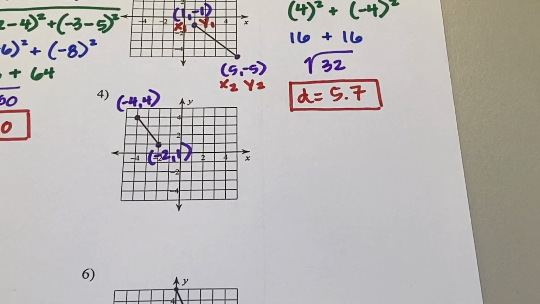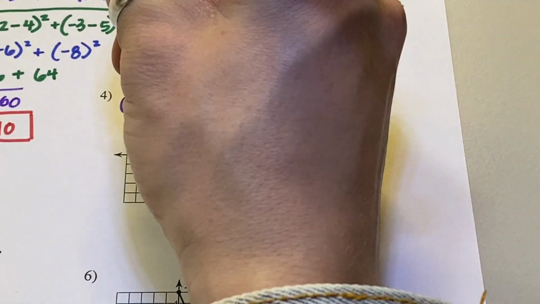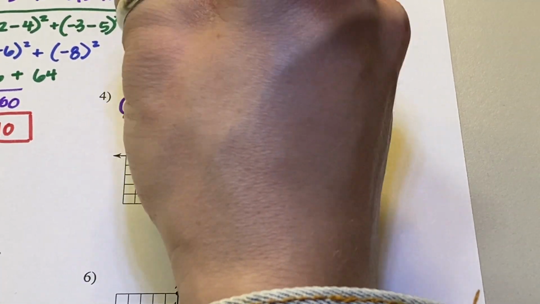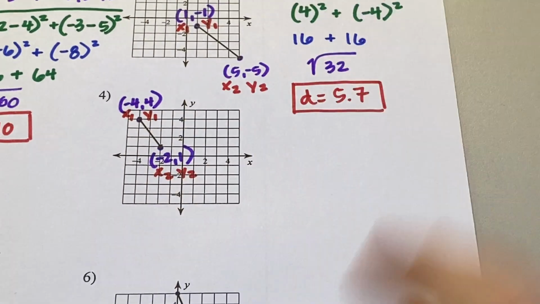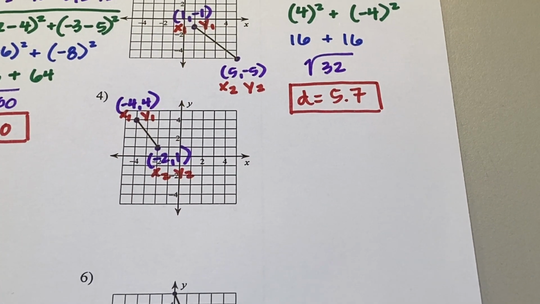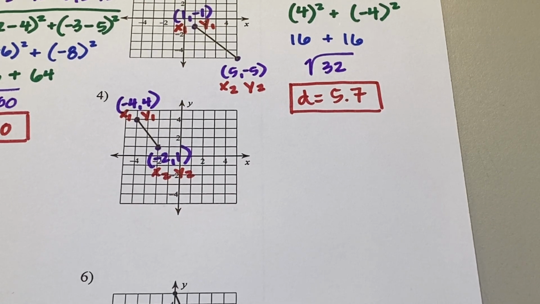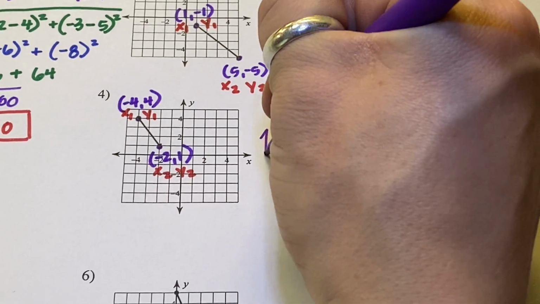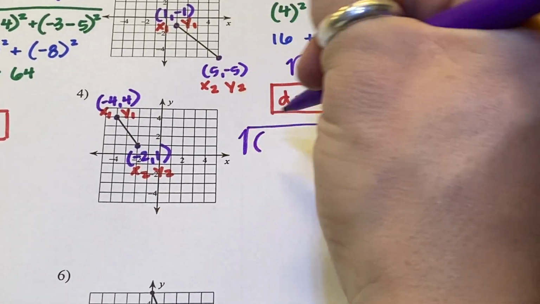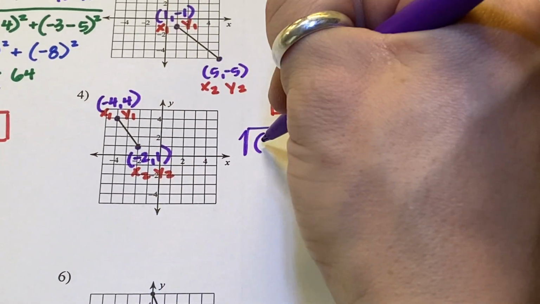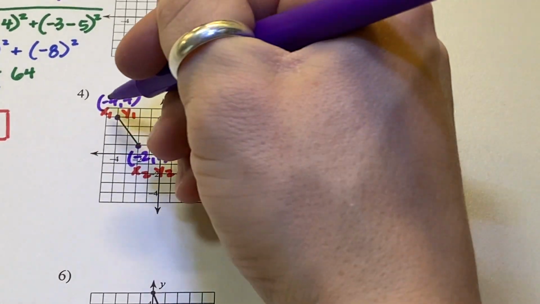Does it matter what you use for first and second? No, it doesn't. So we'll use this guy as our first, x1, y1. This guy's our second, x2, y2. We have everything we need. Now we just need to plug it in. The distance is going to be the square root of x2, -2, subtract my x1.